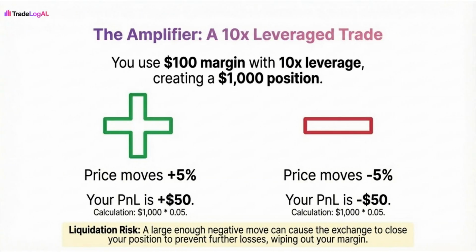Now here's the amplifier. Leverage. You're still putting up $100, but this time it's margin. With 10 times leverage, you control a $1,000 position. So the same 5% move hits the full $1,000 exposure. If price goes up 5%, your PnL is plus $50. That's $1,000 times 0.05. If price goes down 5%, your PnL is minus $50. Same math, opposite direction.